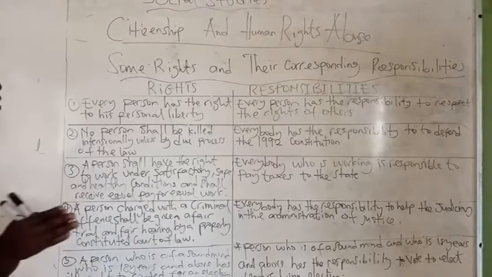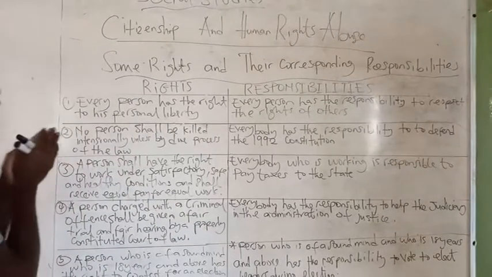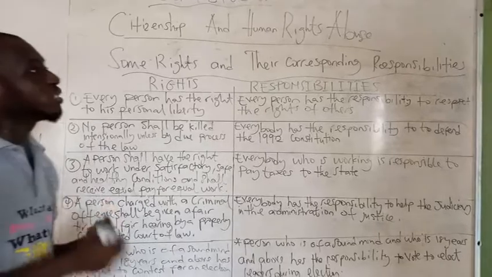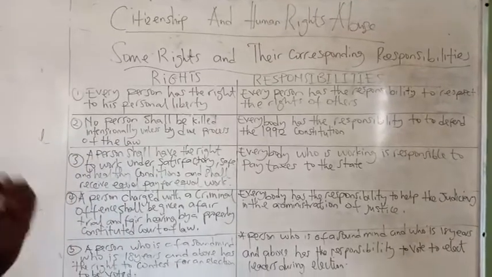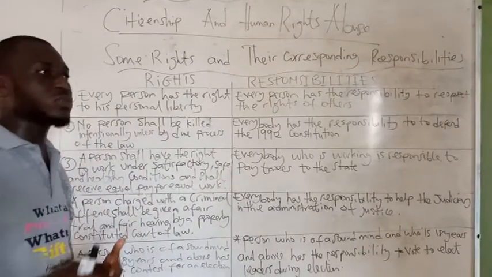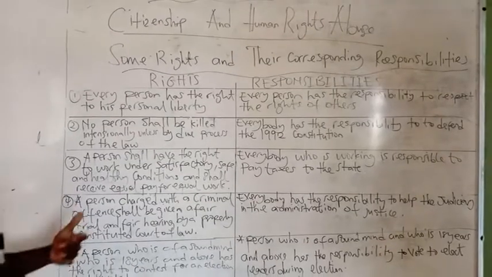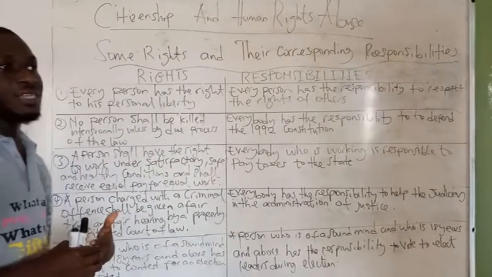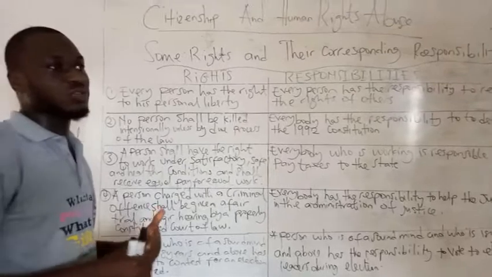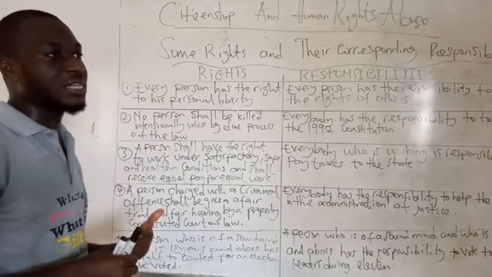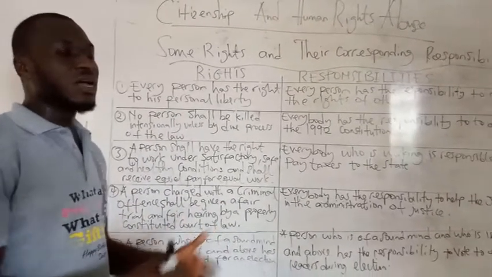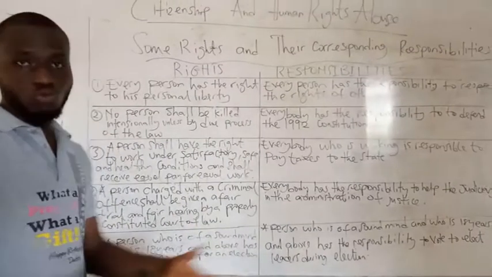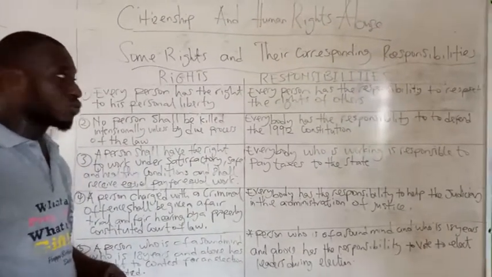Alright, so this lesson has to do with some rights and their corresponding responsibilities, which means that there are some rights that, as you enjoy those privileges, there's an attachment as far as responsibility is concerned for you to do. You get it? Good. So let's look at them.